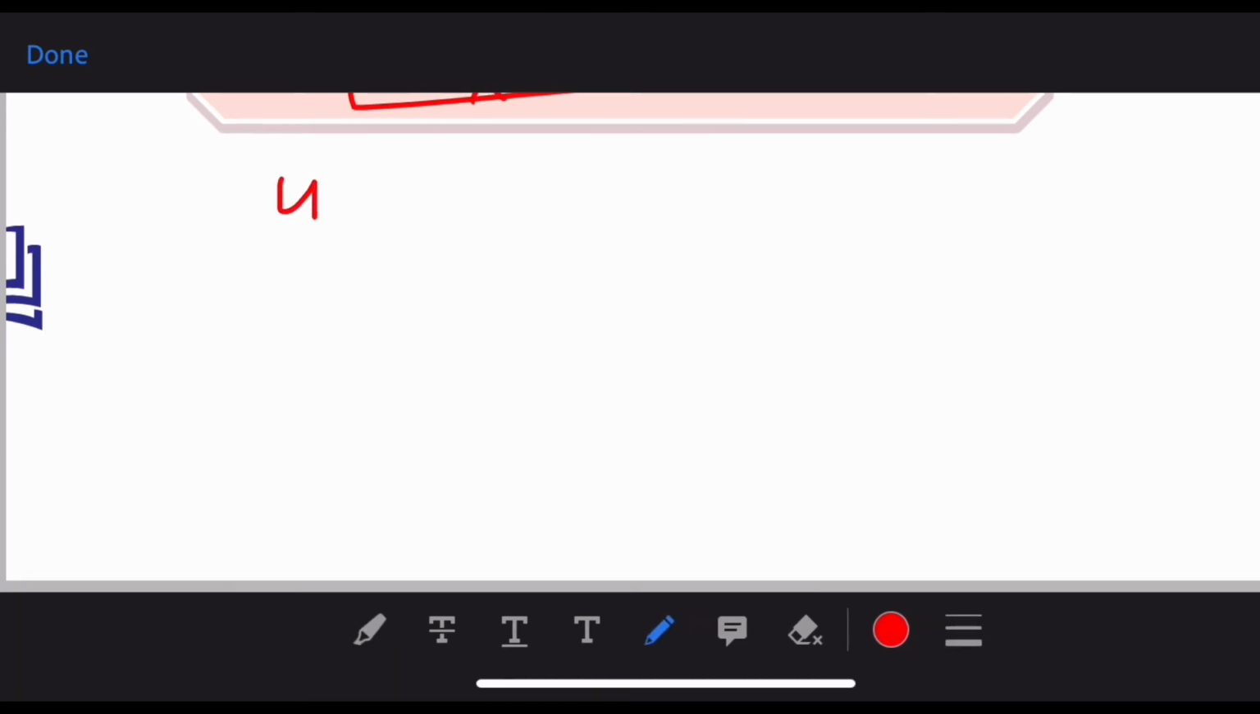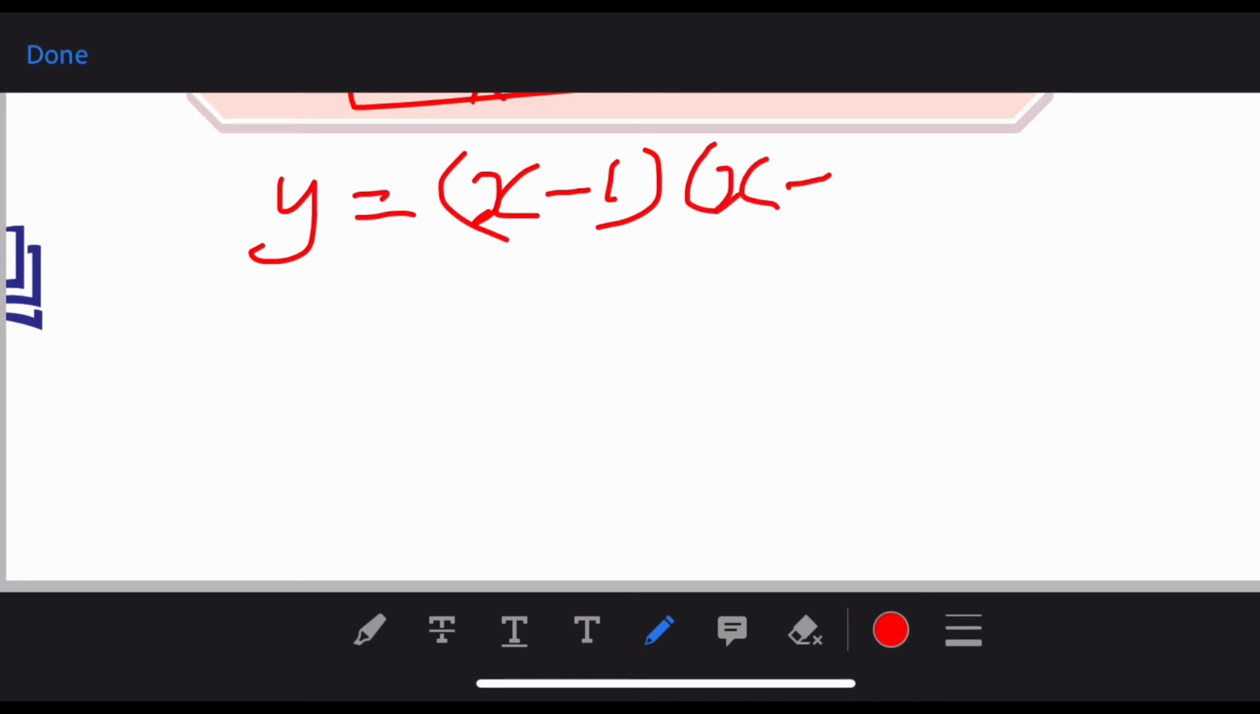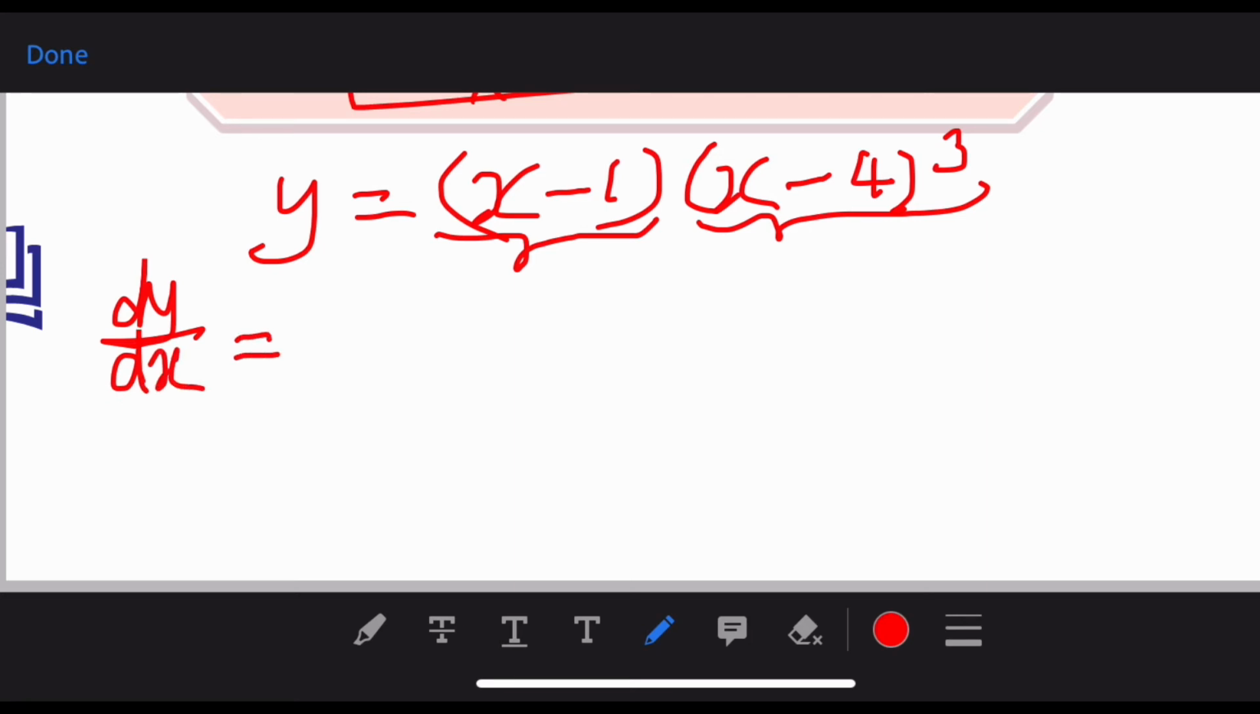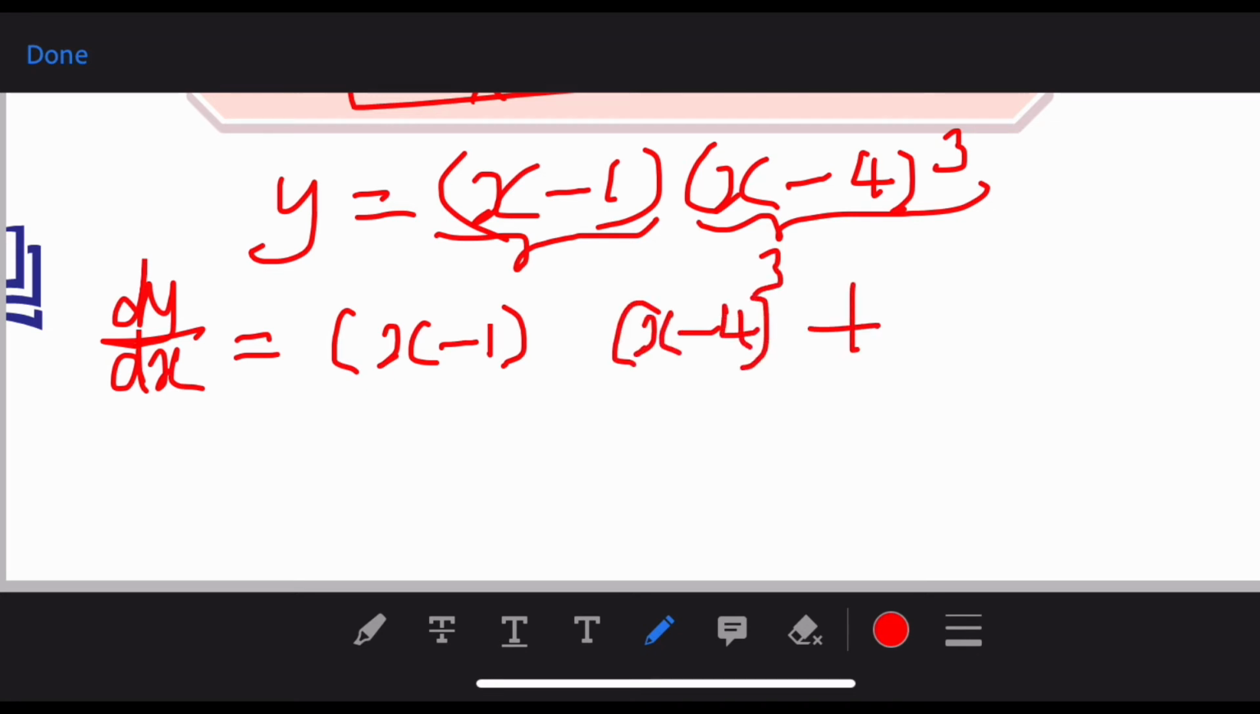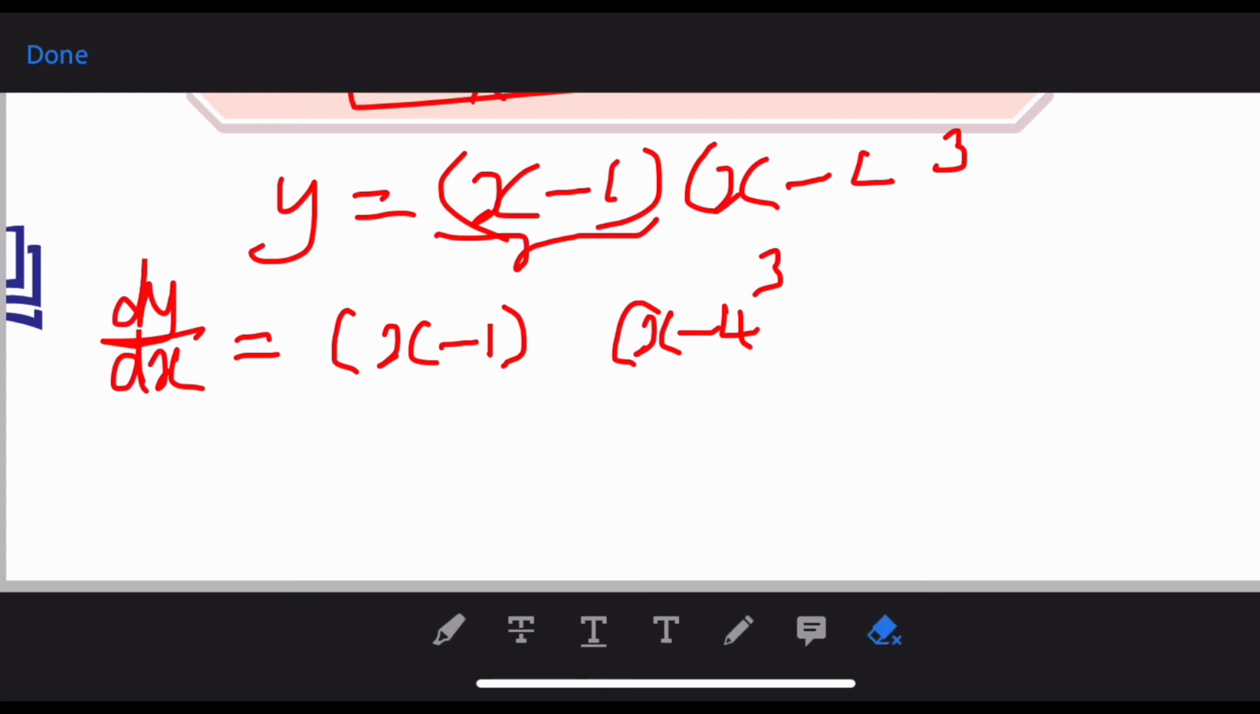Example, you have the function y equal to (x minus 1)(x minus 4) to the power of 3. This is algebraic, and this is also algebraic. Two functions multiplied, right? So what you need to do is just follow dy dx. You just copy down everything like this with a plus. When it is a product, it is always plus. Example, you have logarithm, two numbers multiplied, so you also plus, isn't it?